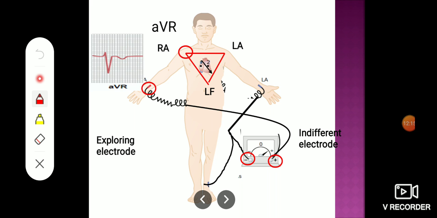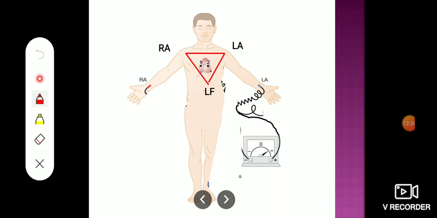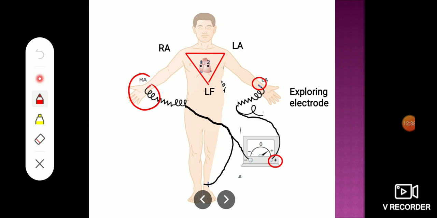So this is the classical feature of AVR, as the direction of electrical current is like this. Now on the contrary, if we move this exploring electrode to the left, this will become exploring now. This and this remain the indifferent electrodes. So we'll be looking at the heart from these directions, just like keeping the battery from this side.